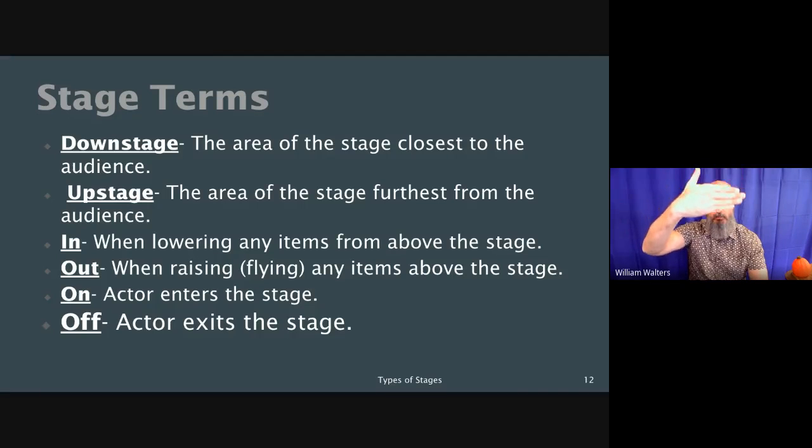So in is when we lower things onto the stage, which could be like a backdrop. It could be a curtain. And then out is when we actually raise it up. On and off is simply referred to when an actor walks onto the stage, that's on, and off is when they leave the stage, okay? So I just need you to do the in, out, on, and off on this particular one.